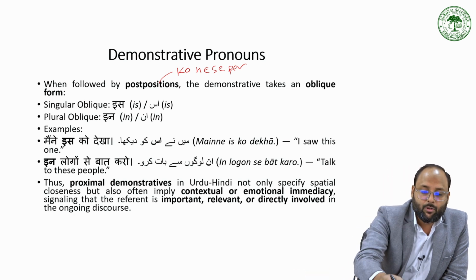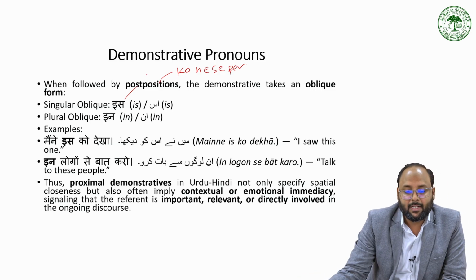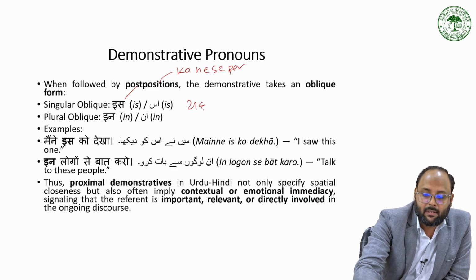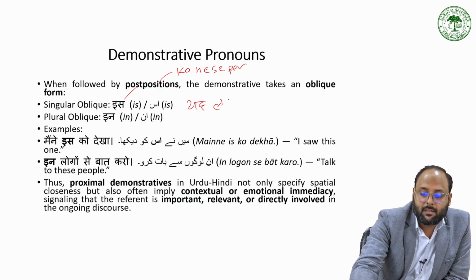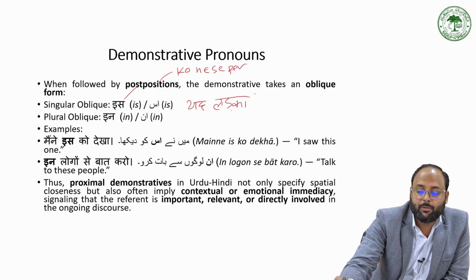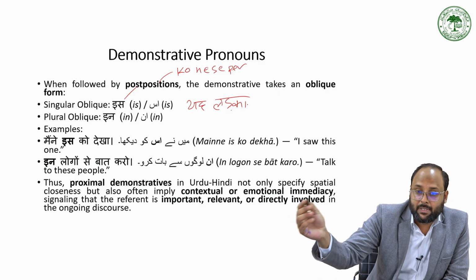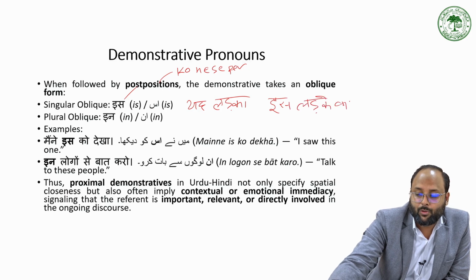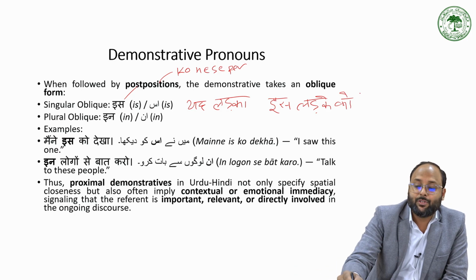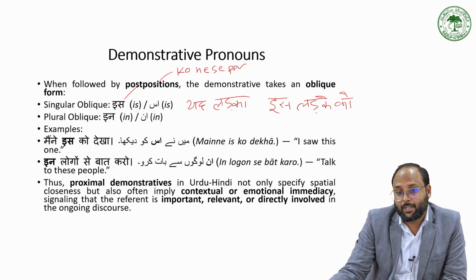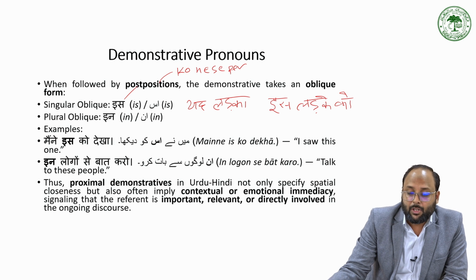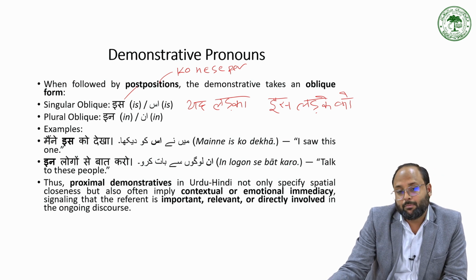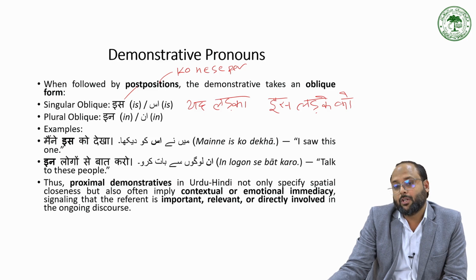So in singular we have ये लड़का, without a postposition. And when we say ये लड़के को, it becomes इस लड़के को; in this case we are using इस, not ये. And when we have the plural, ये लड़के becomes इन लड़कों को or इन लड़कों से.